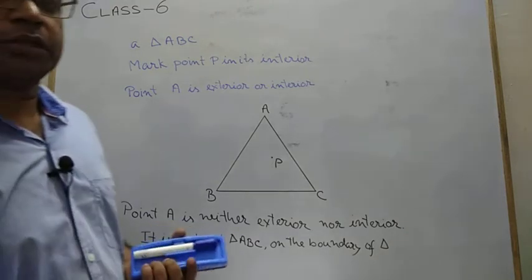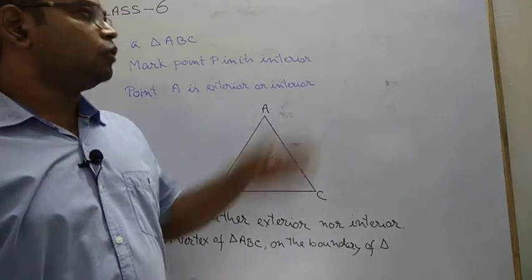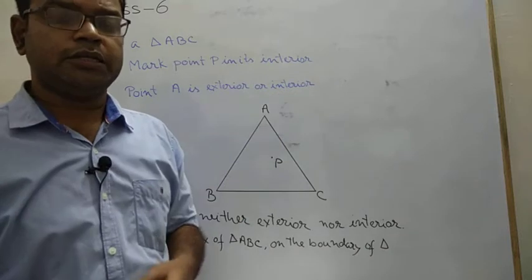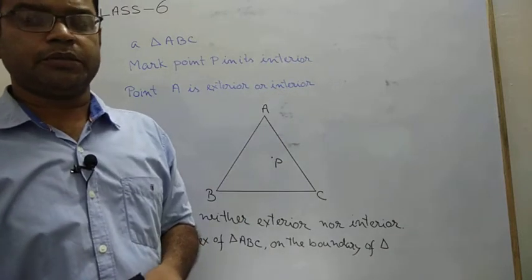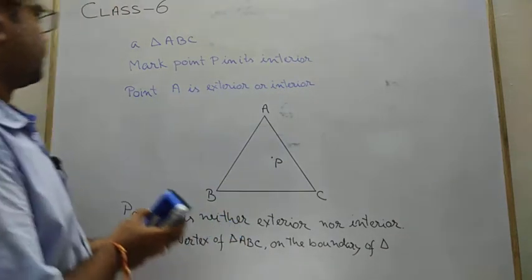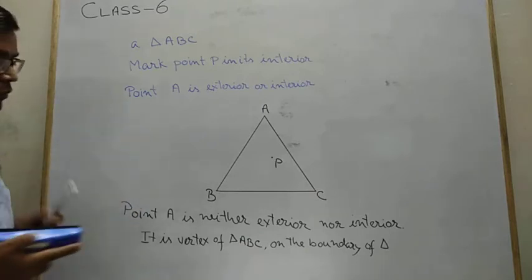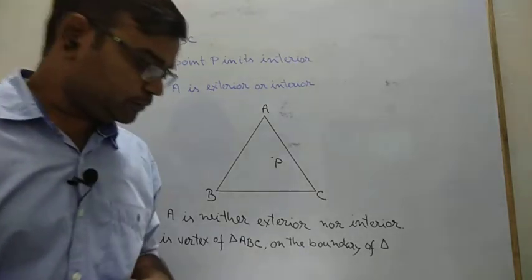So this type of questions may ask you. Sometimes quadrilaterals is there, sometimes circle is there. For circle you have to use compass. Now let's discuss next point.